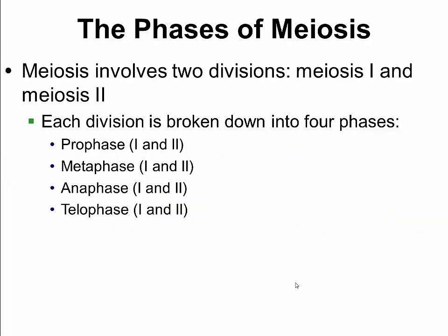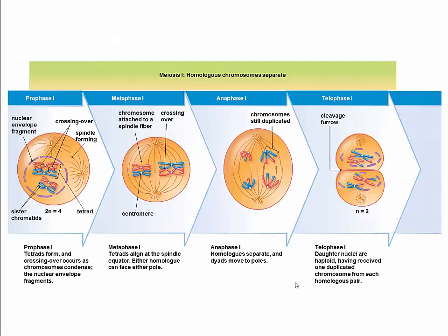So, just to review, what we notice is that meiosis involves two phases, meiosis 1 and meiosis 2. And this, of course, means that in meiosis 1, we have prophase, metaphase, anaphase, telophase. And in meiosis 2, we also have prophase, metaphase, anaphase, and telophase. In other words, each division is broken down into those 4 phases.